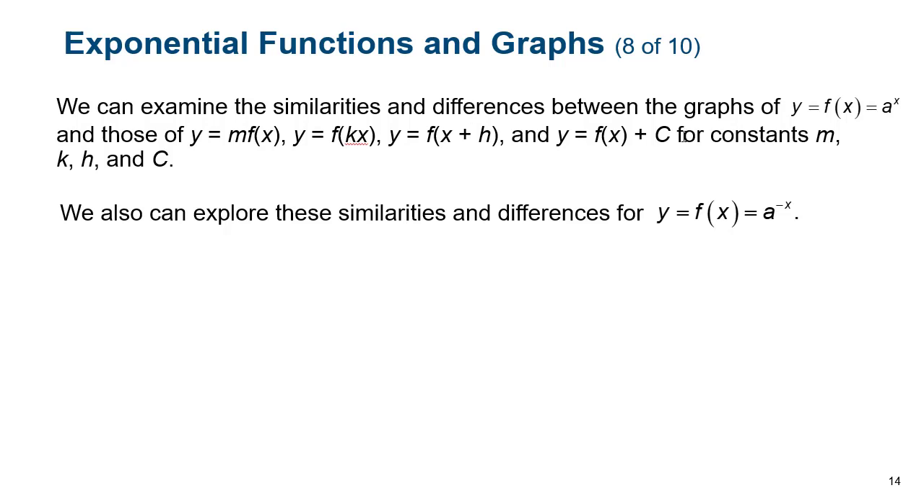For instance, if we add a positive number to the outside of a function, every y value is now going to be that much bigger, so everything's going to shift vertically up. Well, if we add something to the inside of the function, it's going to shift horizontally, but in this case, it's going to shift to the left.